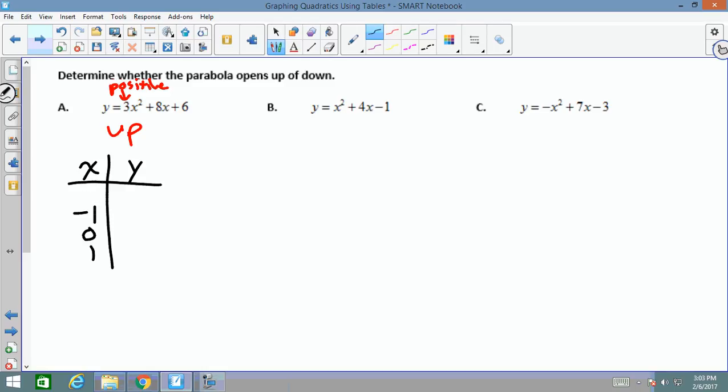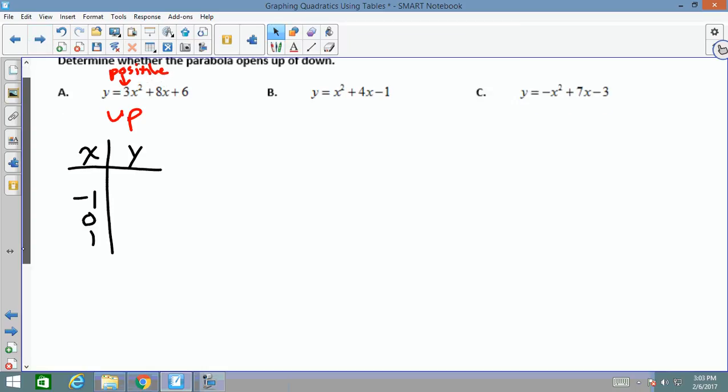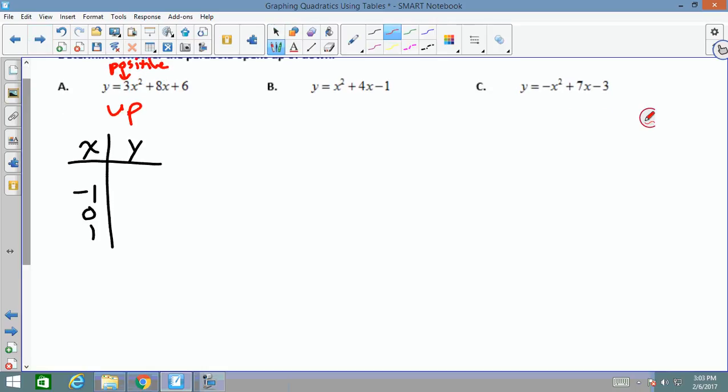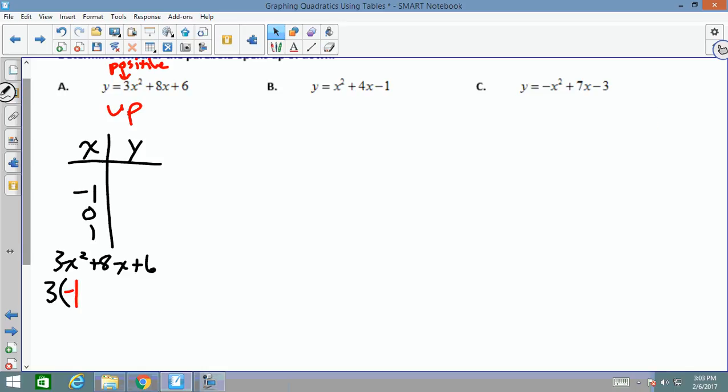You can make them as many numbers as you want. I'm going to do -1, 0, 1. What that means, every time in the equation I see an x, I'm going to replace it with -1. So our equation is 3x squared plus 8x plus 6. So it's 3 times -1 squared plus 8 times -1 plus 6. And notice this, every time I saw an x, I put -1.